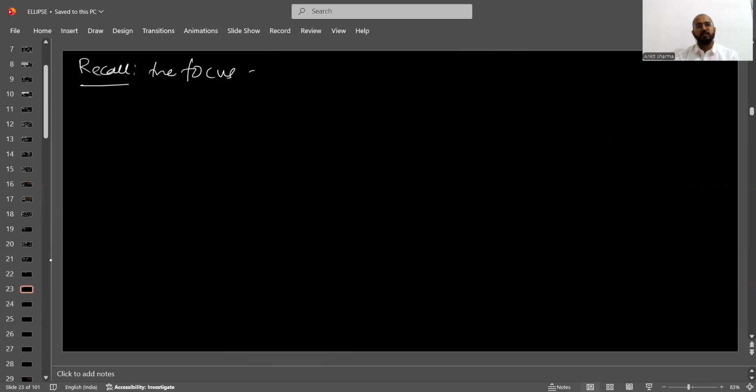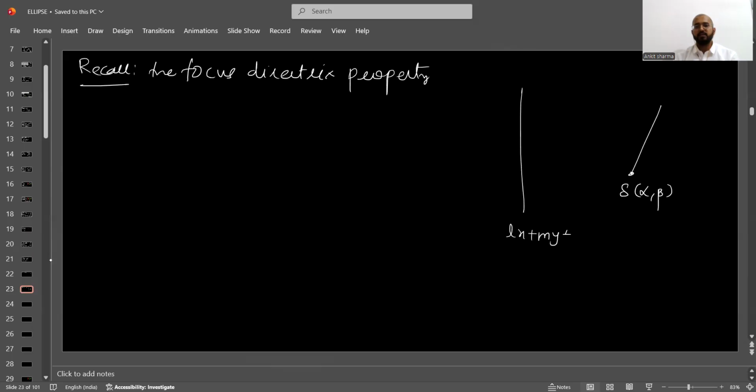The focus directrix property is the same thing. That means I'm looking for the ratio of distances from a fixed point S, say alpha comma beta, and a fixed line, say Lx plus my plus n is equal to 0. So I want the distance of this point P from this fixed point and this fixed line. Say I'm calling it PM. So SP over PM is equal to eccentricity E.